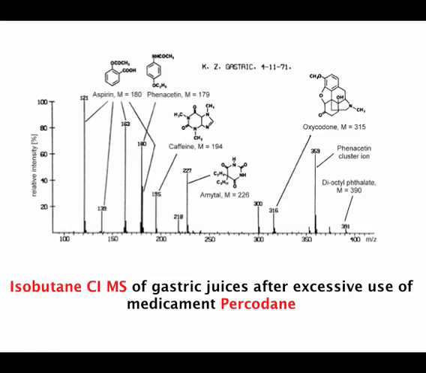He excessively used Percodan, and here we can see all the components, the molecular weight of the aspirin, caffeine, and all the components. And this is an analysis. We got all the molecular weights. This is a purified spectrum. We took out everything that we wanted, and so how was this obtained?